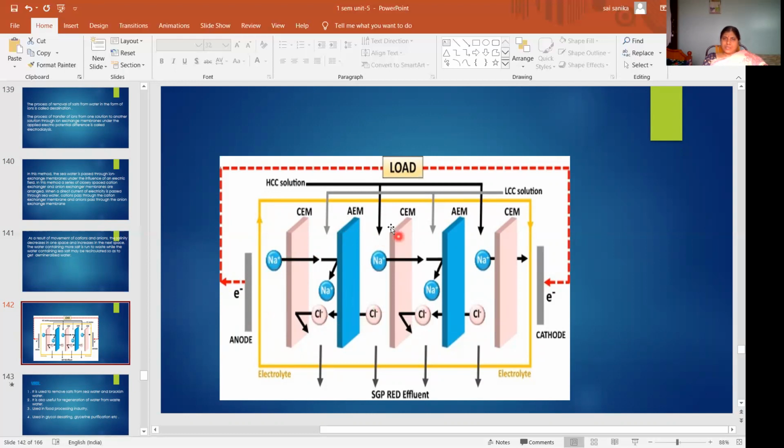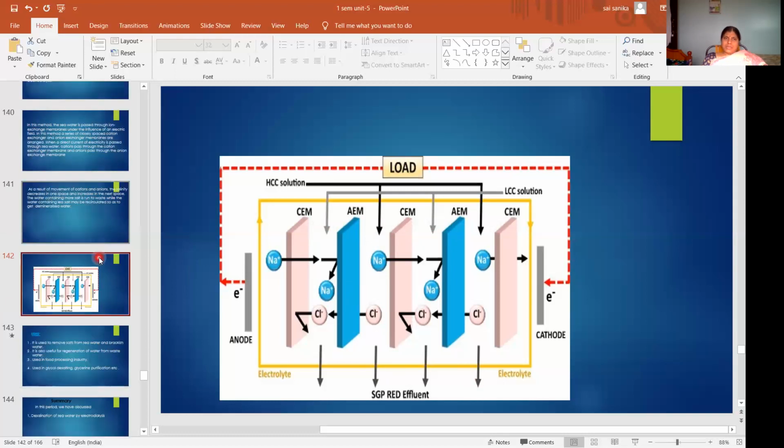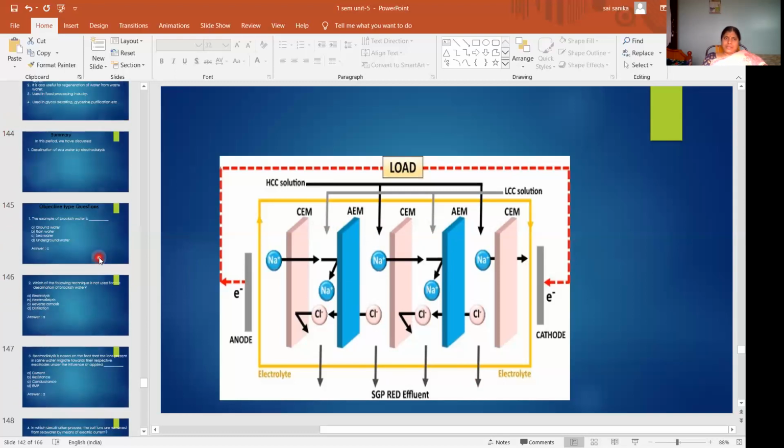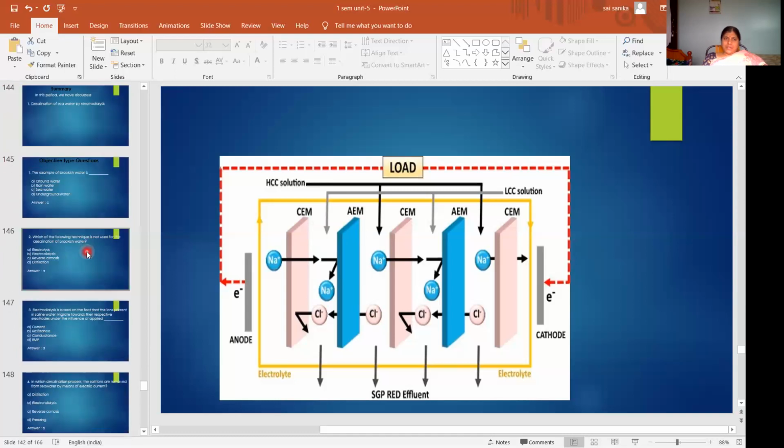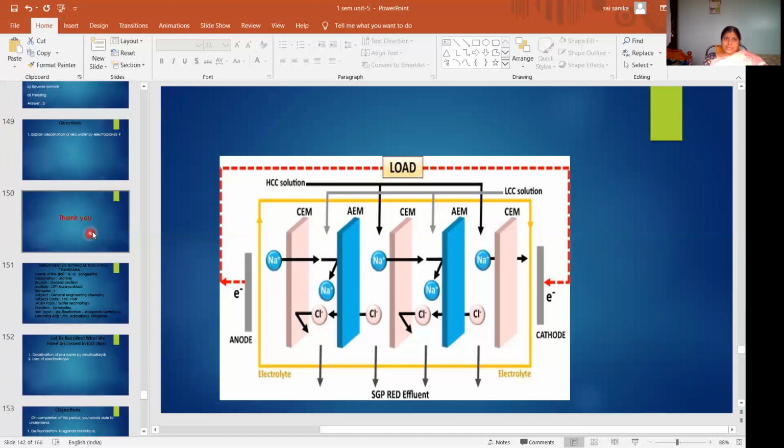Like this, water is becoming soft. That means ions are moving and it is becoming fresh water. Here we take differently concentrated solutions, so in one place the saltness decreases and in another place the saltness increases. Wherever the water has no salt, it is taken as demineralized water. Wherever the salts are high, they are removed as waste water. So this is about electrodialysis. With this we finished the electrodialysis topic. Thank you, students.